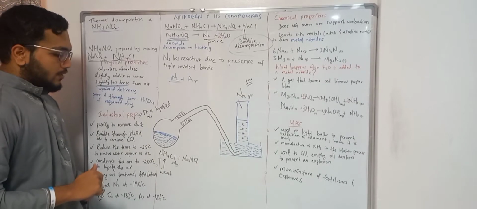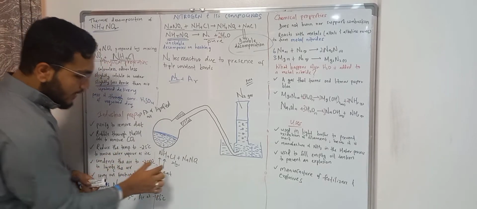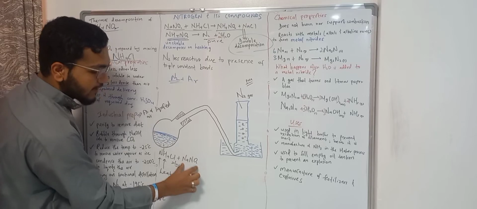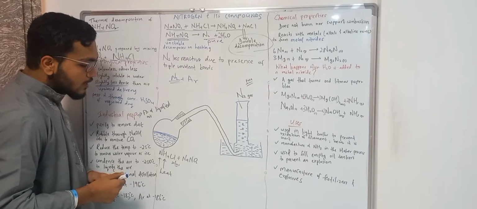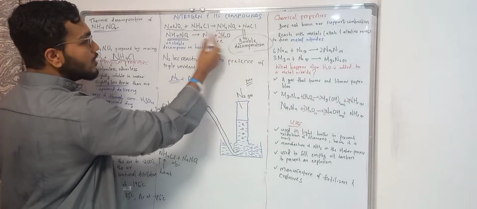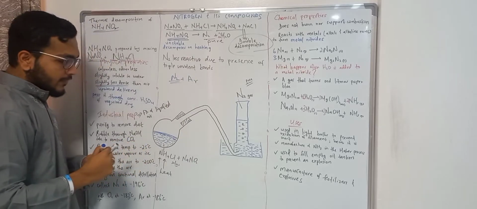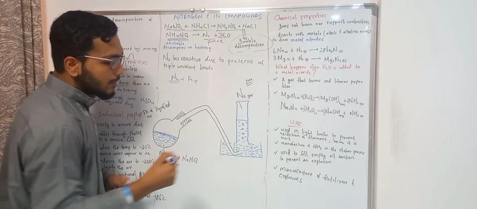Let's go to the setup. As we can see, ammonium chloride plus sodium nitrite have been mixed in this solution. This will give you ammonium nitrite plus sodium chloride. Ammonium nitrite will decompose to give nitrogen and water. Nitrogen gas is collected by the over water method.